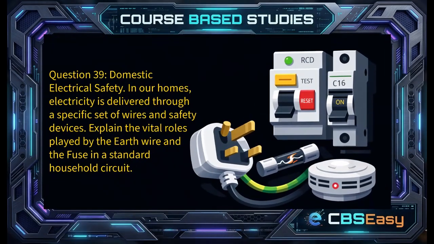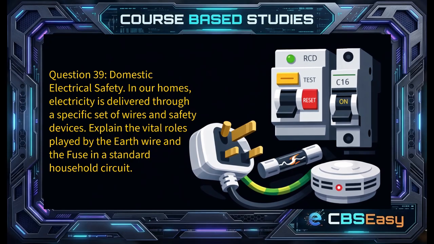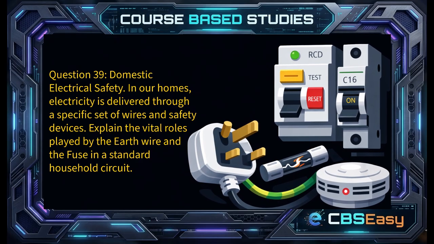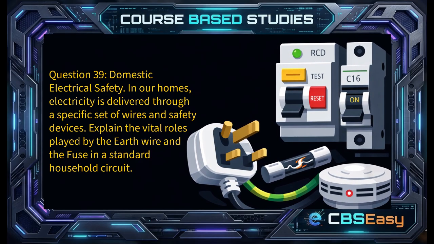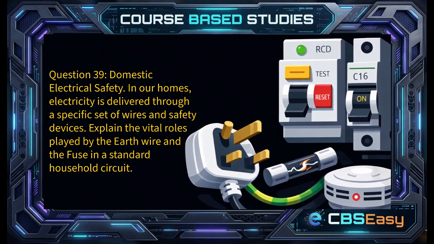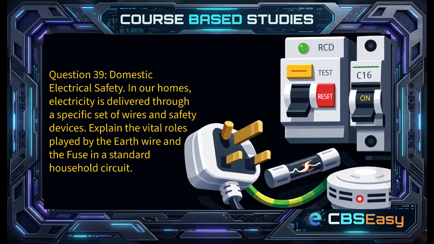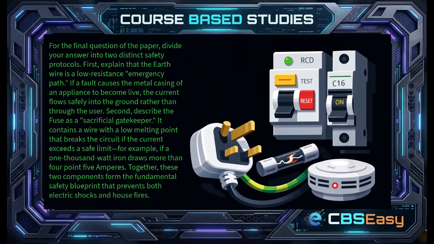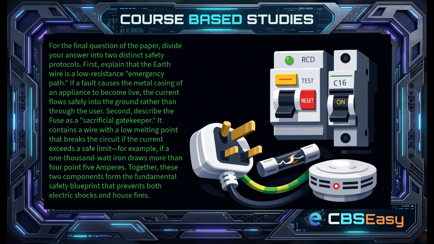Question 39. Domestic electrical safety. In our homes, electricity is delivered through a specific set of wires and safety devices. Explain the vital roles played by the earth wire and the fuse in a standard household circuit. Answer. For the final question of the paper, divide your answer into 2 distinct safety protocols.